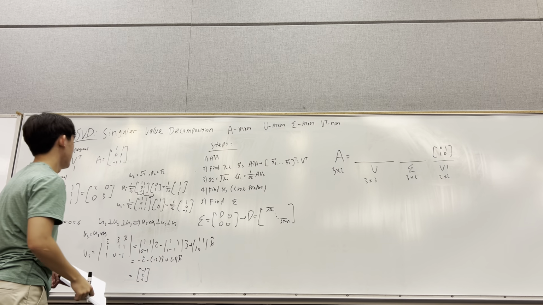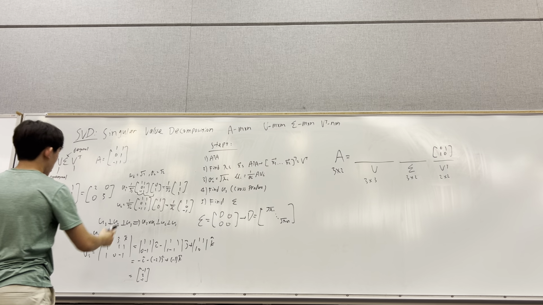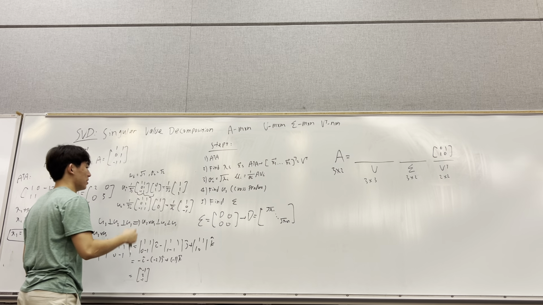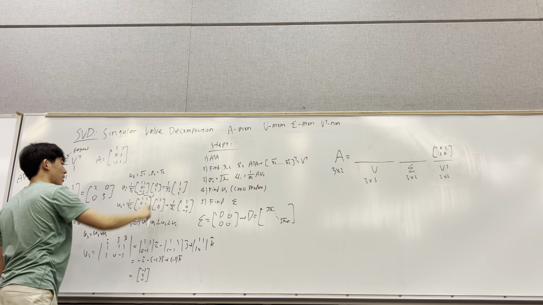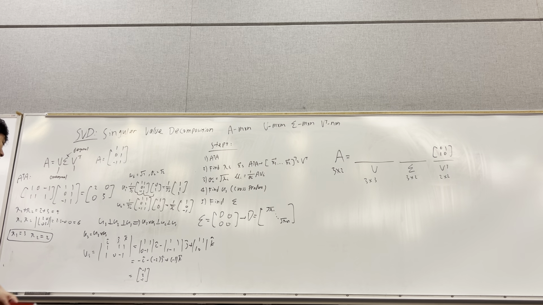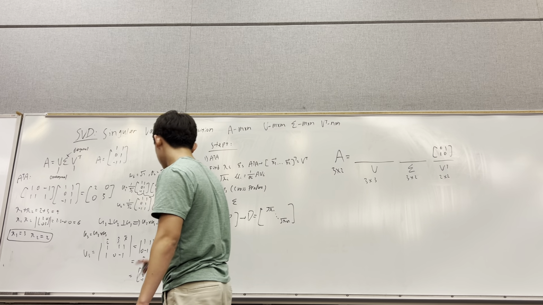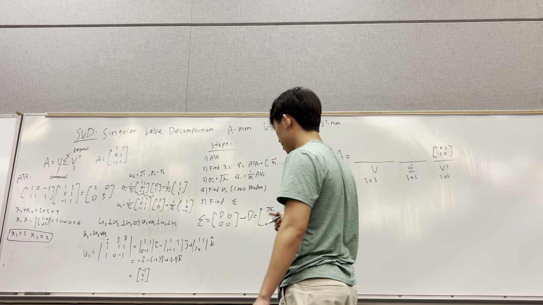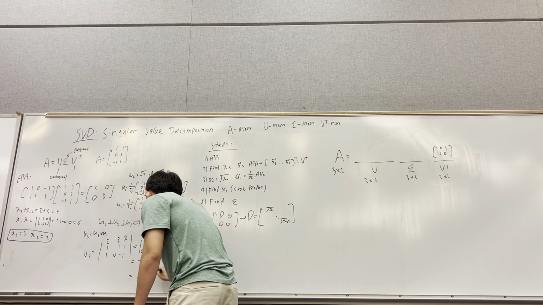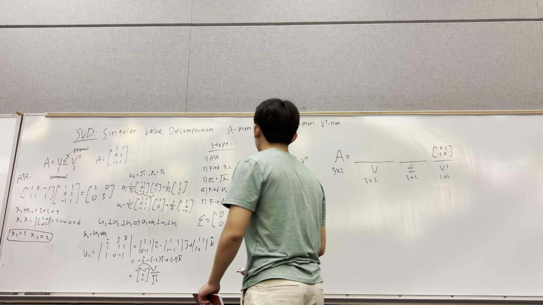Okay, and u1 and u2 are already normalized, as we can tell. The magnitude of this vector is square root of 3, and we divide by square root of 3 here. Similarly, the magnitude of this vector is square root of 2, and we've already divided by square root of 2. So now we just need to normalize the vector u3. The magnitude of u3 is square root of negative 1 squared plus 2 squared plus negative 1 squared, which is equal to square root of 6. So we just divide by square root of 6 to normalize it.